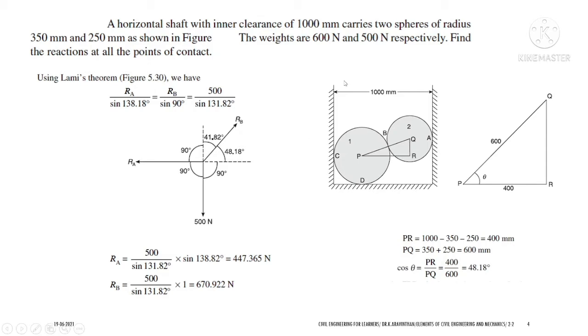So if you fit into a box, it will not fit exactly. Due to the clearance limit, you have only 1000 mm and your sphere total distance is 1200 mm. Let us find the support reactions.